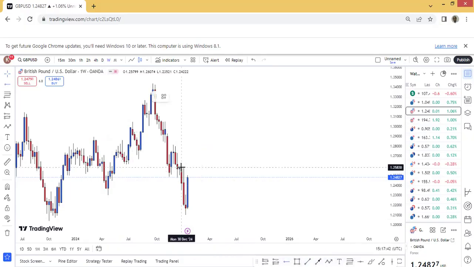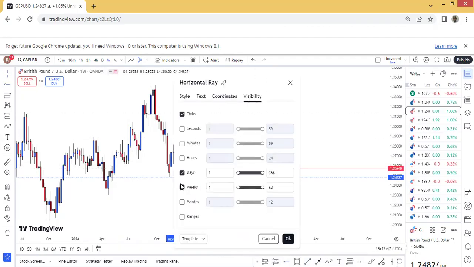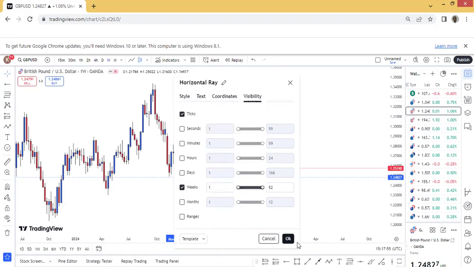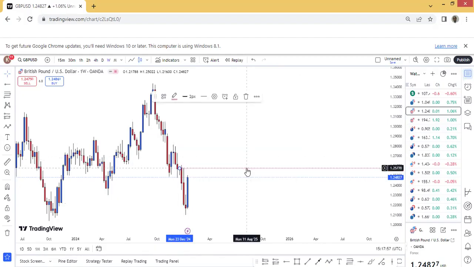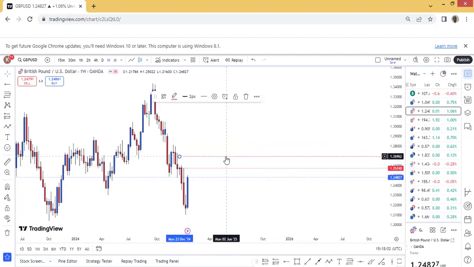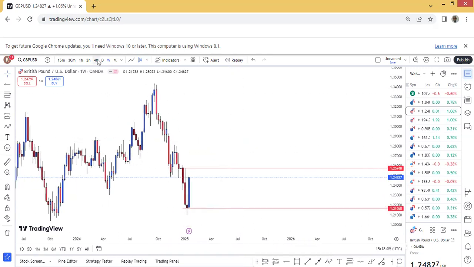Okay, so weekly is still bearish. We are still very bearish on the weekly. I'm anticipating that we will go bullish this coming week. By the time the week closes, the weekly will also become bullish. But, you know, we just will have to follow the market.